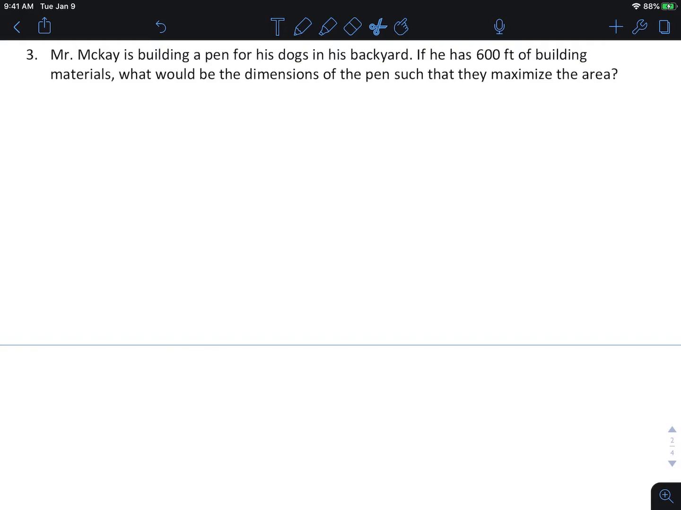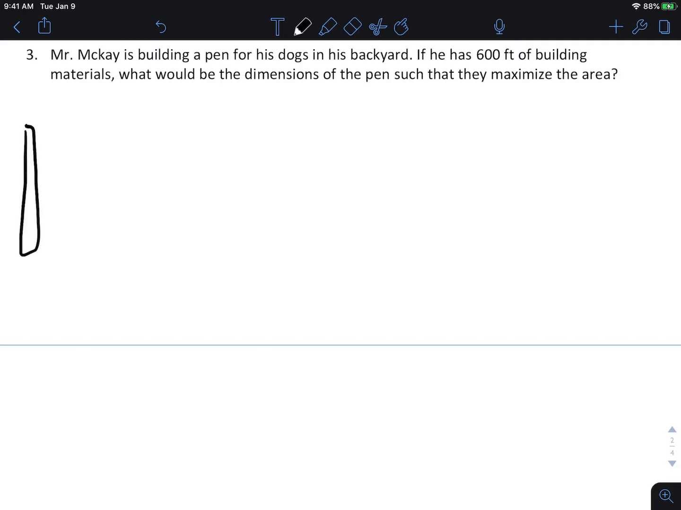Mr. Mackay is trying to build a pen for his dogs in his backyard. So I went to Home Depot, I bought 600 feet of wood, and then I want to know what the dimensions of the pen would be so that I could maximize the area for my dogs to run around in. So I don't want to give them a pen that looks like this.